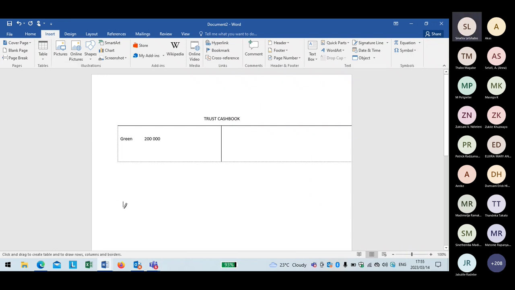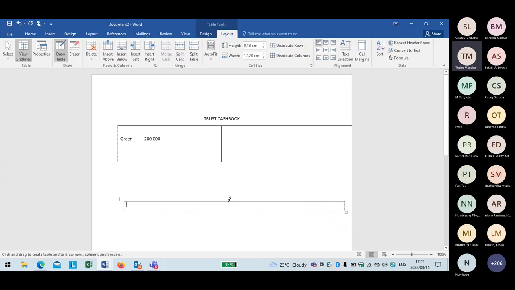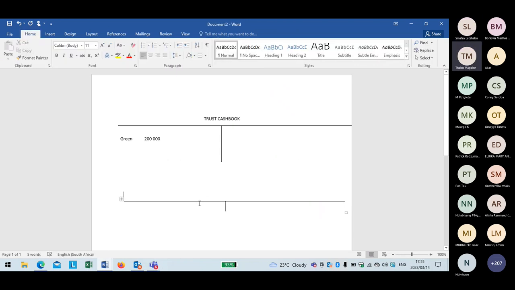general ledger for Green. We open an account for Green in trust. Which account are we going to credit, not so, sir? Yes. Open an account for Green in trust, and we are going to credit this account, and our narration will be trust cash book, and the amount is 200,000. So this way, we have complied with one part of the instruction.